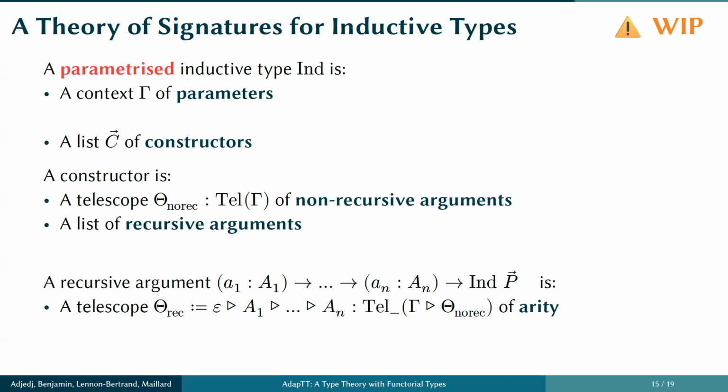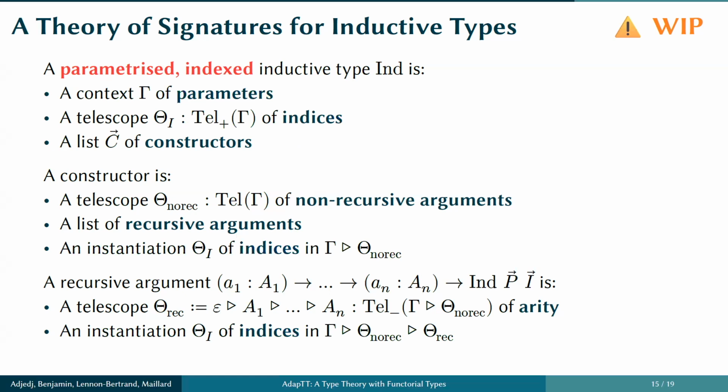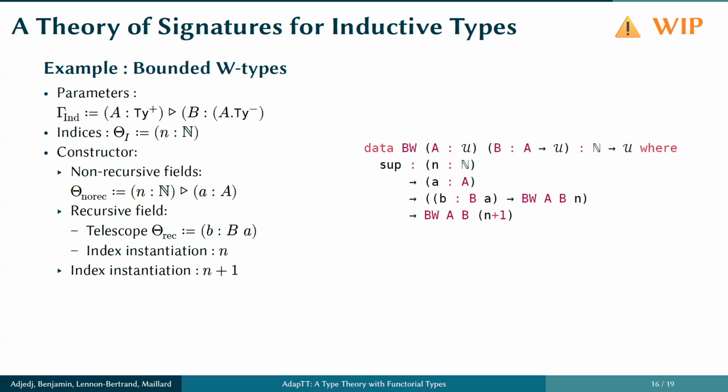To add indices, again, it's not very hard. We add a telescope of indices. We now have to instantiate the indices of our structure, and we also want to instantiate any indices of our recursive occurrences with potentially values that were added in the arity of the recursive occurrence. It's just a lot of data in practice, but it allows us to make complex enough inductive types.